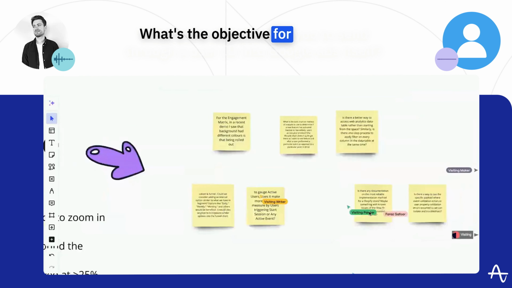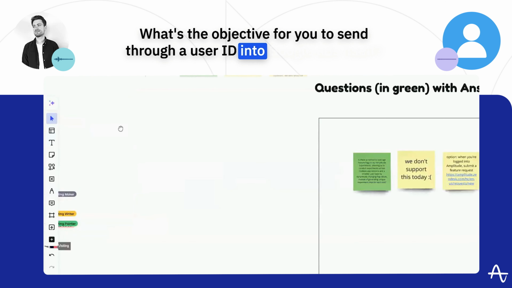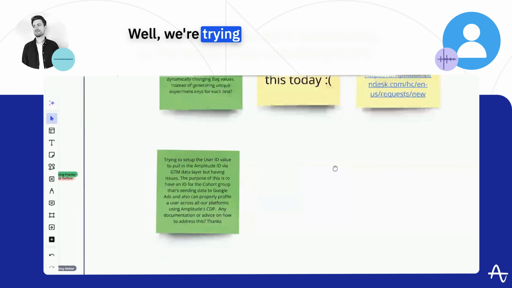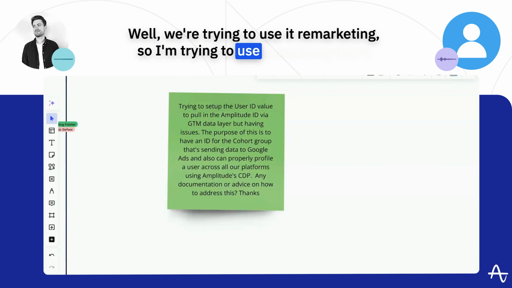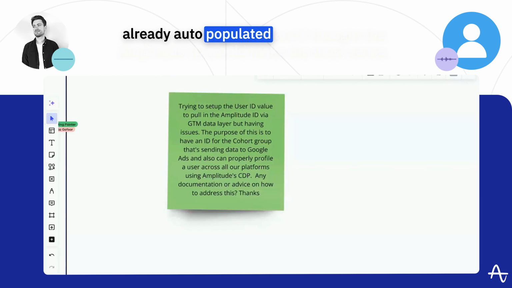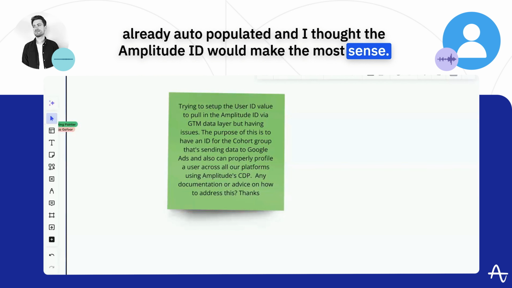What's the objective for you to send a user ID into Google Ads itself? Well, we're trying to use it for remarketing. So I'm trying to use something that's already auto-populated, and I thought the Amplitude ID would make the most sense.